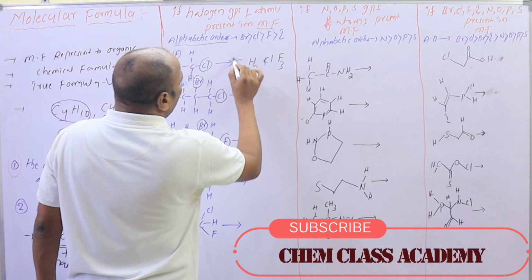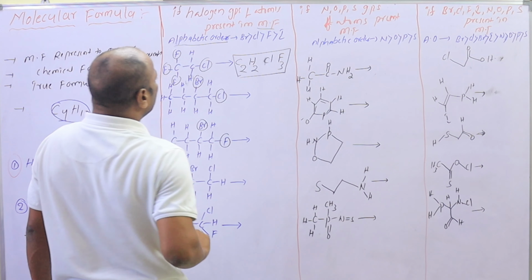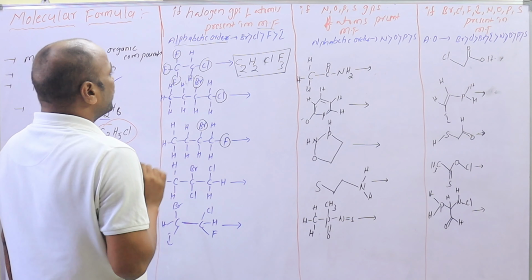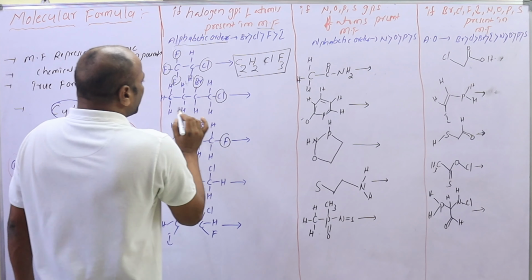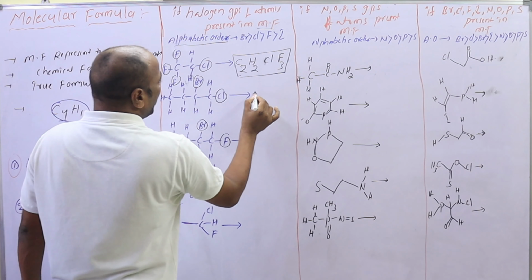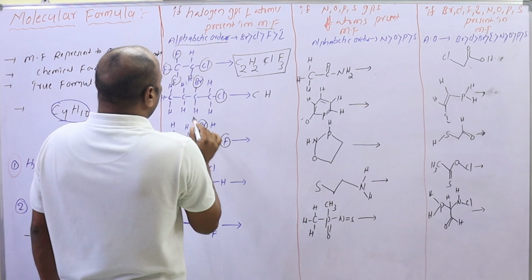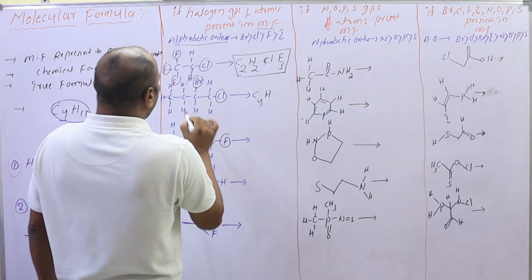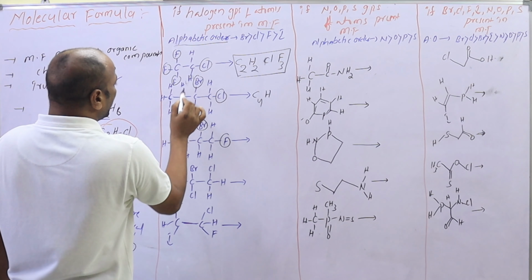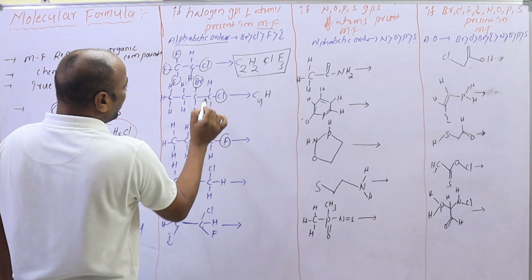It is the molecular formula: C2H2ClF3. Next, carbon and hydrogen are fixed. How many carbons? 1, 2, 3, 4. Four carbons. Hydrogens: 1, 2, 3, 4, 5, 6, 7, 8.